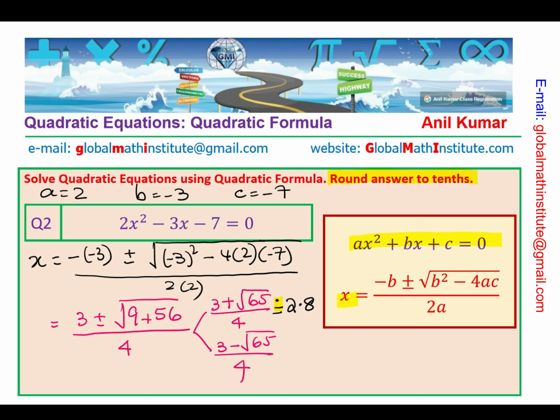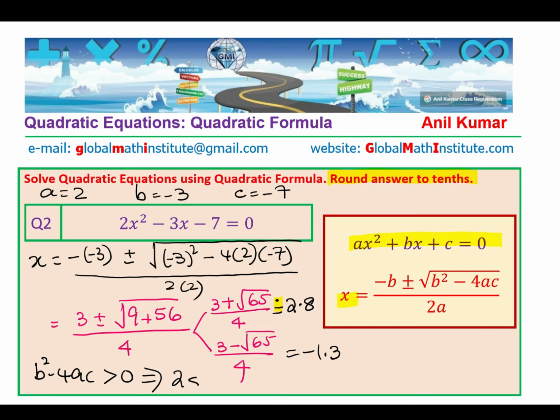You get the idea. The next one here is 3 minus square root of 65, and the whole thing is divided by 4. And that gives you minus 1.265. So 1.3. You get the idea. So we have to round it to one decimal place. That is very important, and that becomes the correct answer. So I hope this concept is clear. You also saw here that b square minus 4ac was greater than 0. So that means we have two solutions.